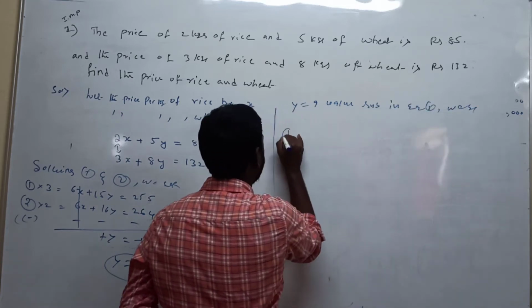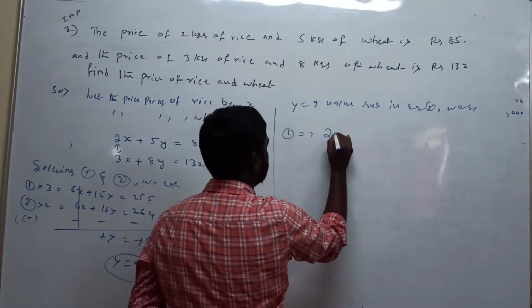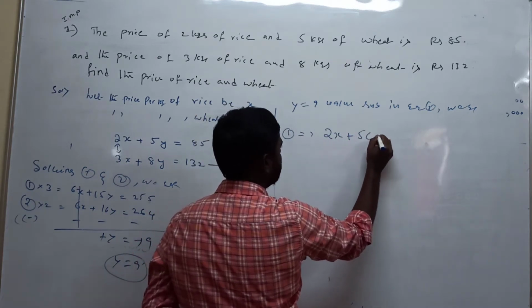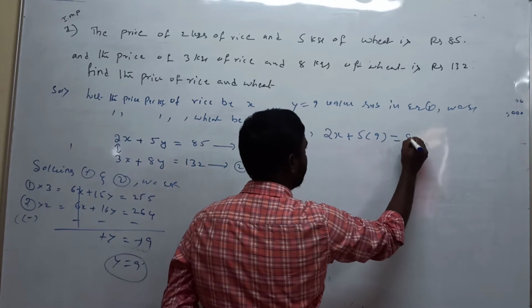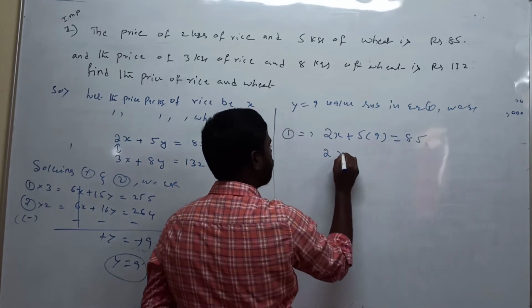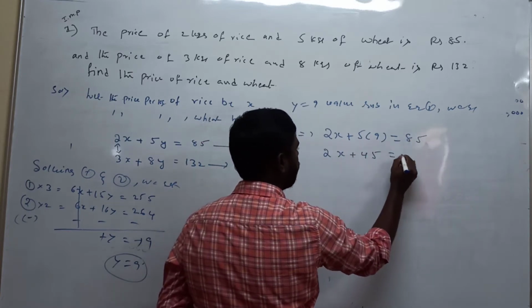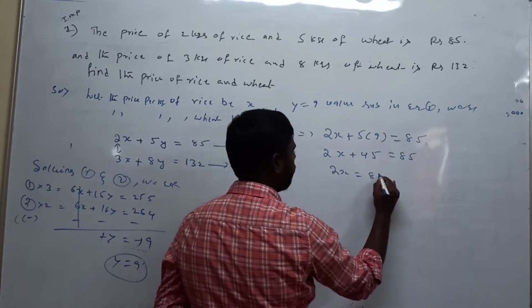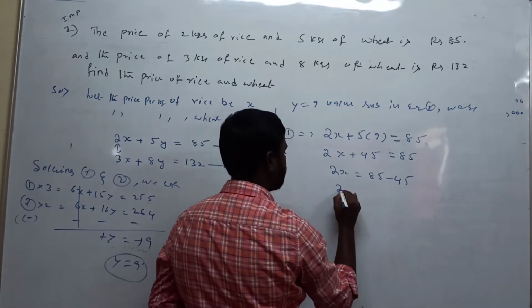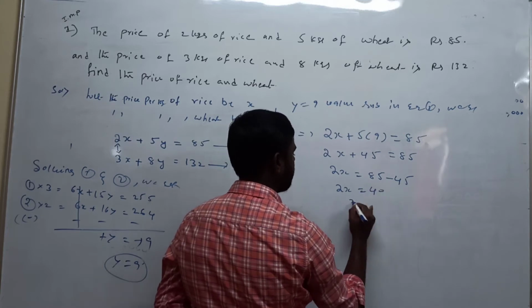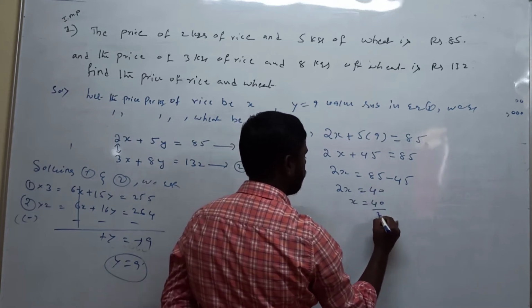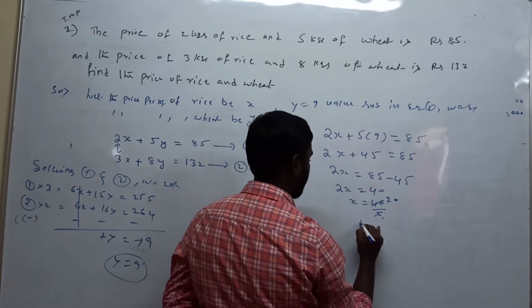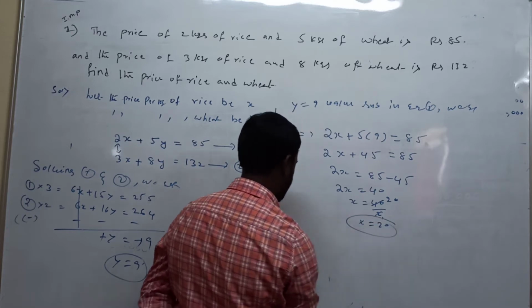What is equation 1? 2x plus 5y, the y value is 9, is equal to 85. So 2x plus 5 times 9 is 45, equal to 85. Plus 45 taken to that side becomes minus 45. 85 minus 45 value is 40. So now x is equal to 40 by 2, which is 20. x is equal to 20.